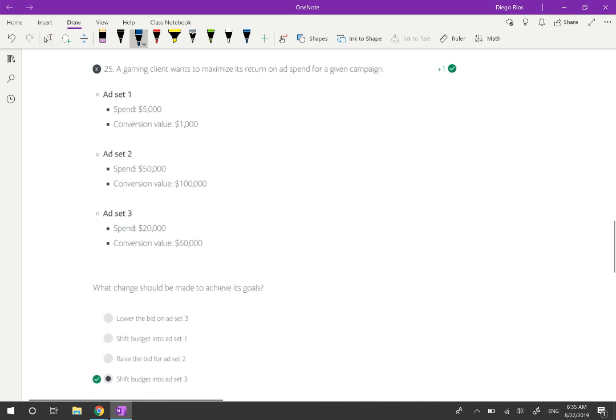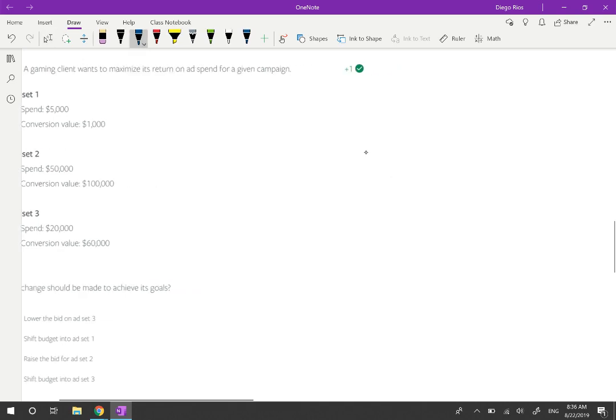So if you look at this question, a gaming client wants to maximize the return on ad spend for a given campaign. You have 3 ad sets. What change should be made to achieve this goal, right? So what this is asking you is which campaign has the highest return on ad spend, right?